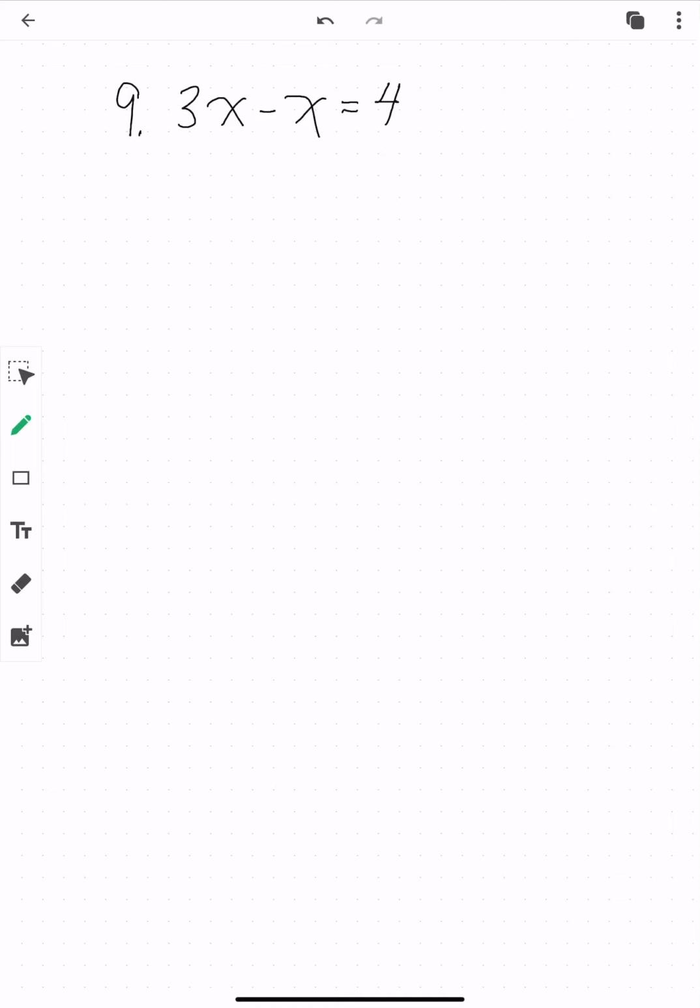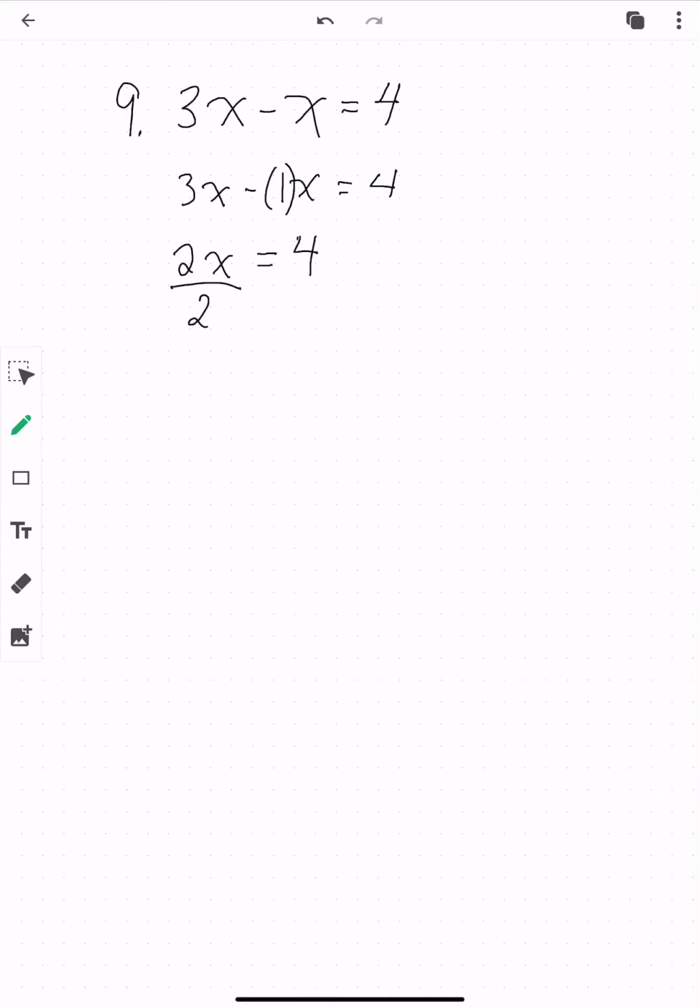So let's show it here. So 3x minus x, well, we can think of this as 3x minus 1x, right? The 1 is just invisible. So 3 minus 1 is 2, right? And we don't really have to do that on the other side because we haven't added anything, right?